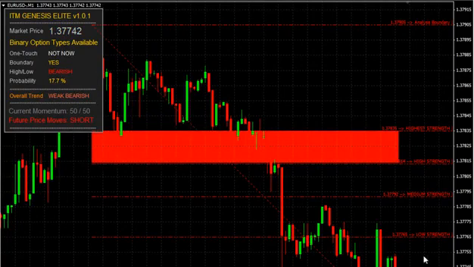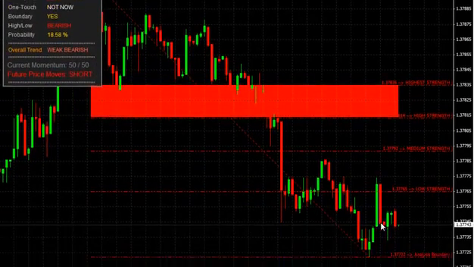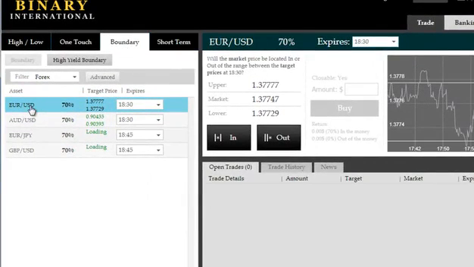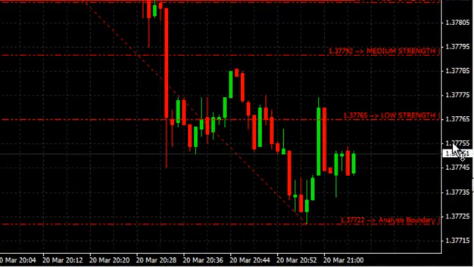Here on the Euro USD, we're looking at a boundary trade setup with a very low probability of 18.58% to stay within this low strength boundary. So we're going to go for an outside boundary option if it's available. Here on the Euro USD, 70% return. So the pip range is 7 to 3. That coincides with our low strength to analysis boundary, which is brilliant.